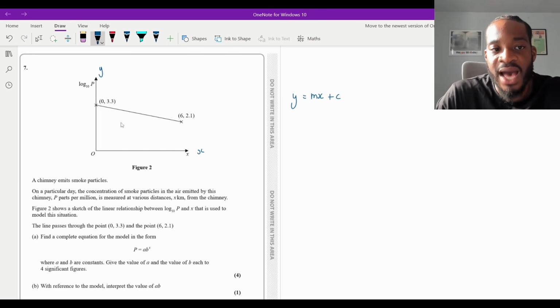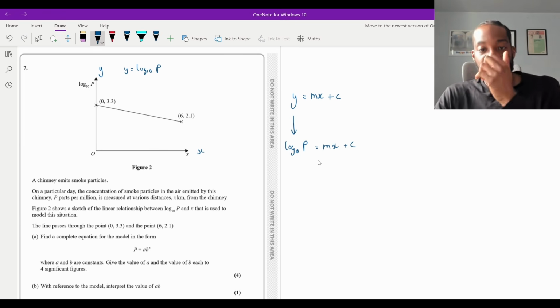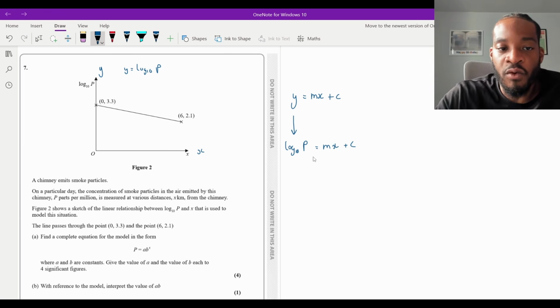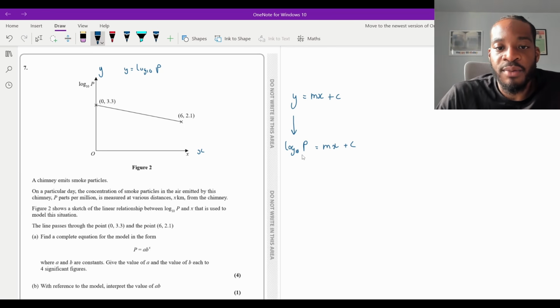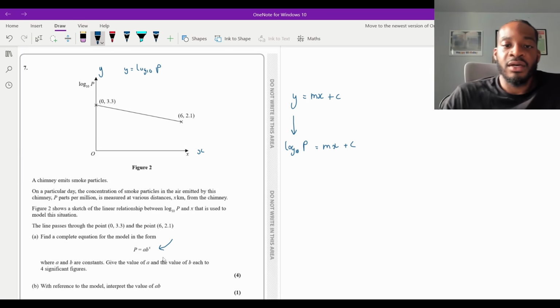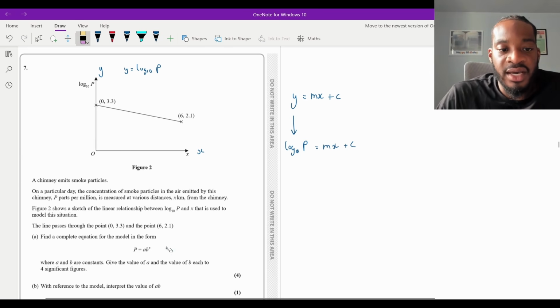Now, when I look at our axes here, the vertical axis isn't y, it's log base 10 of p, isn't it? So I'm going to say y is equal to log base 10 of p. And obviously x is still x, so that's fine. So that means that log base 10 of p is equal to mx plus c, right? Now, what we need to do in this form is figure out what m is, the gradient, figure out what the y-intercept is, and then plug it into this formula. Once I have that, I can use a bit of algebra to get rid of the logs and get it into this form. And then that will give us a and b when we compare it. So let's do it that way and see how we get on.